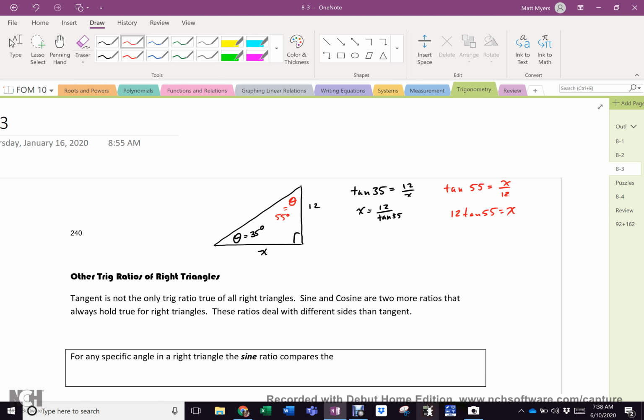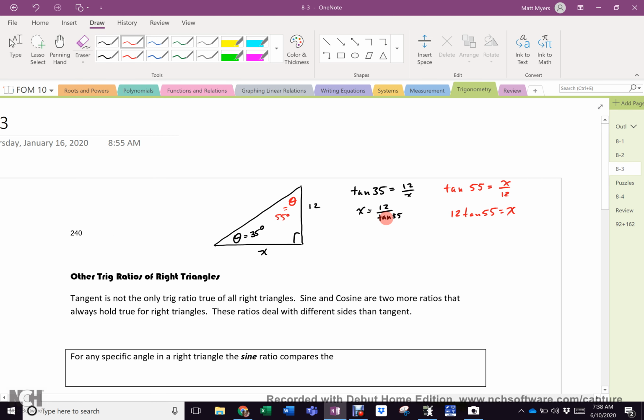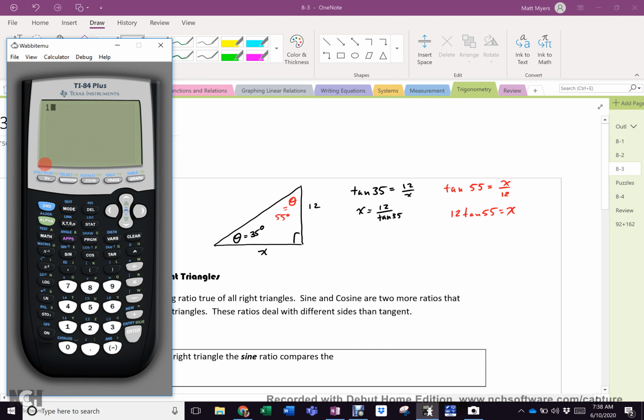Now, I'm going to do that on my calculator, but I'm not going to be doing any more calculator work today. I'm just going to get it to this point right here, when you can punch it into your calculator. So watch. 12 divided by tan 35, 17.13. And then over here in red, 12 times tan 55, 17.137. See, it's the same answer. So it just depends on which angle of the triangle you're working with.